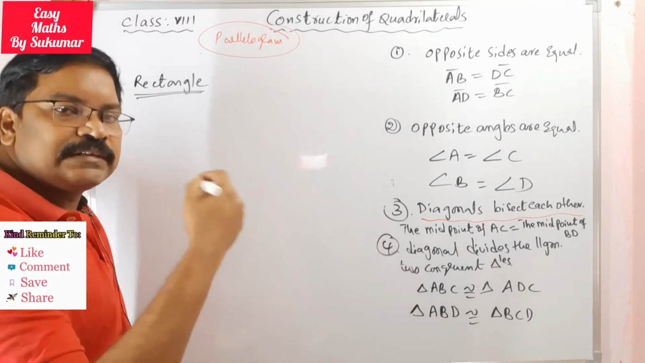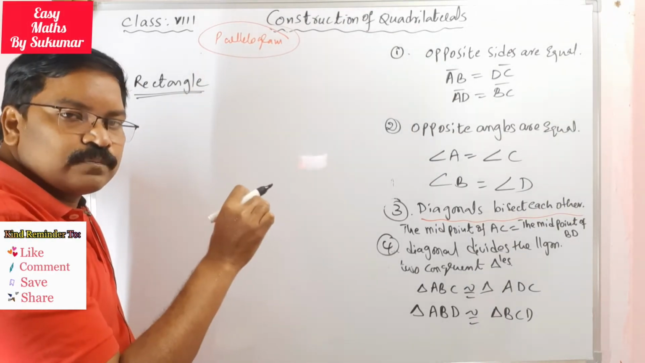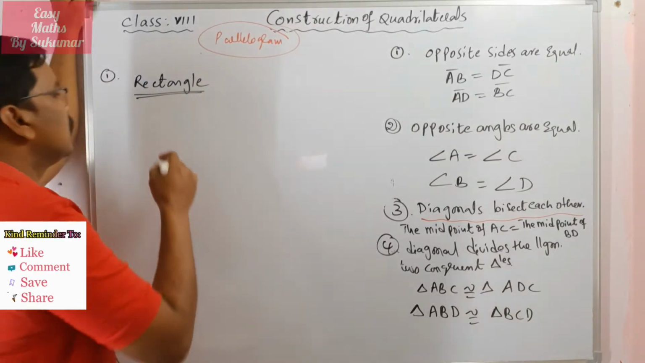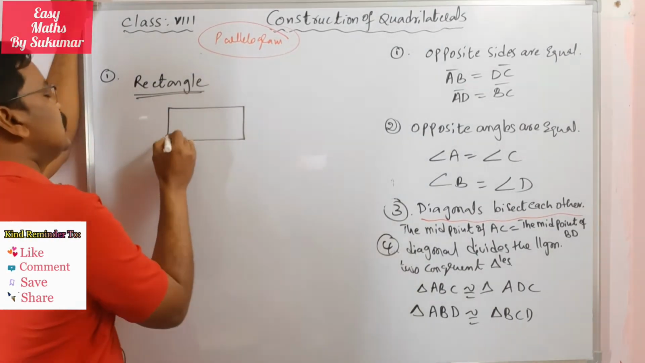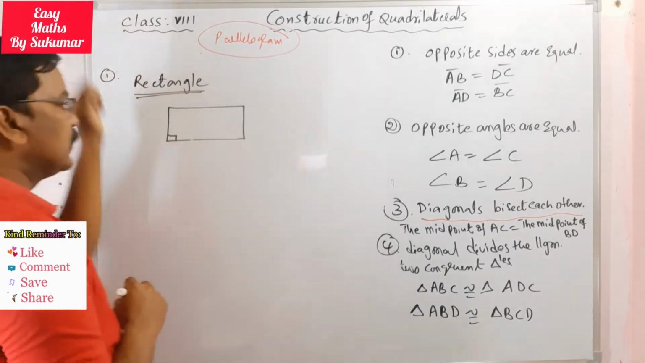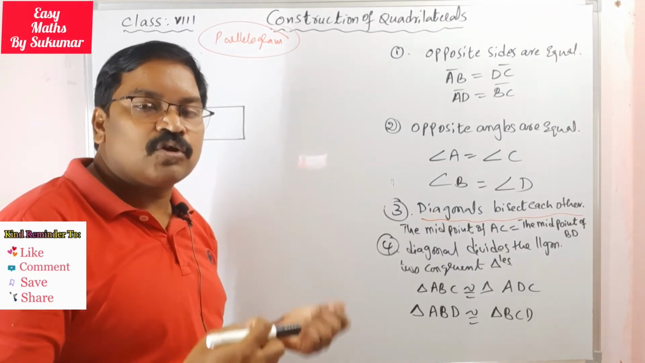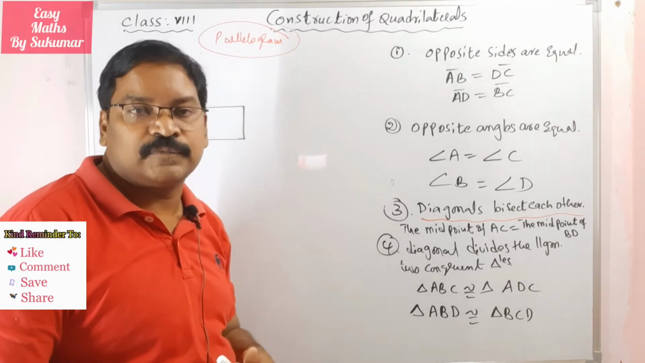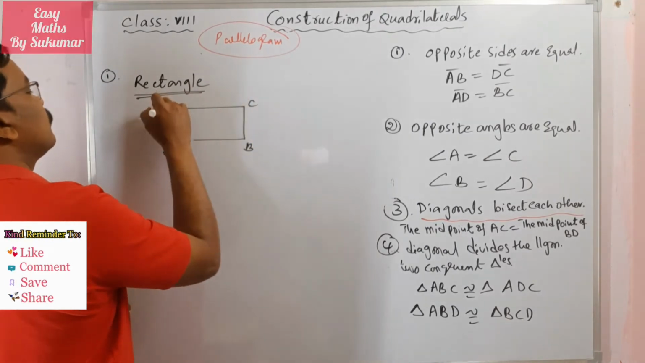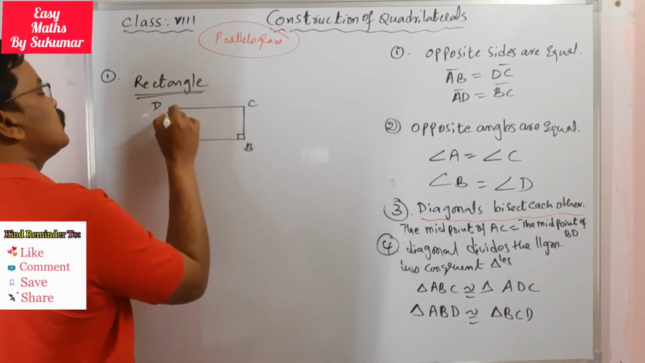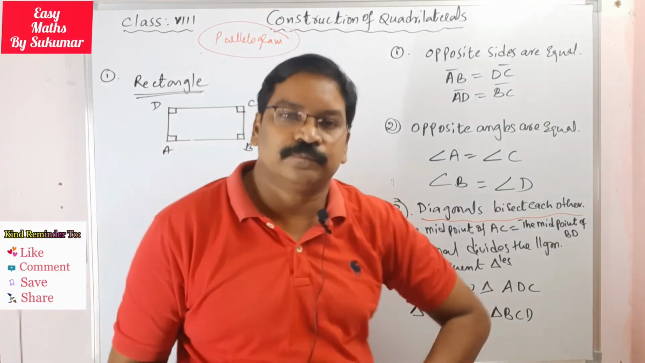So how do you define a rectangle? In a parallelogram, if each angle is a right angle, then that parallelogram is called a rectangle. In a parallelogram, if each angle is what? A right angle, that means 90 degrees, then that parallelogram will become a rectangle.